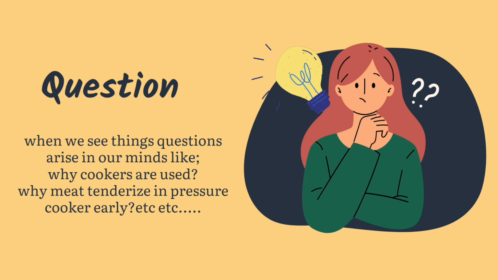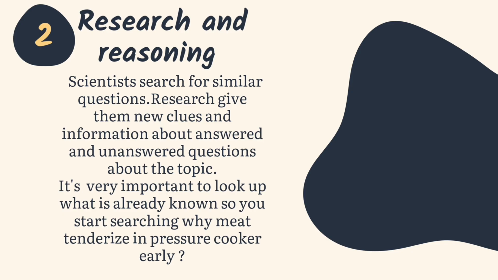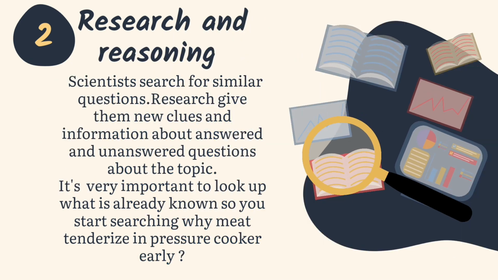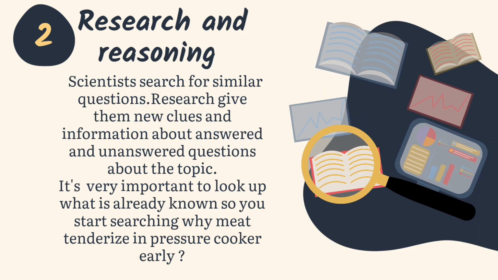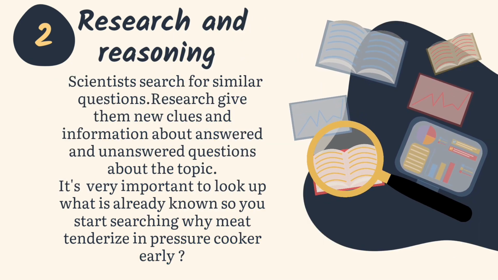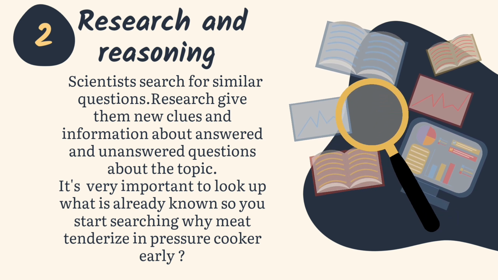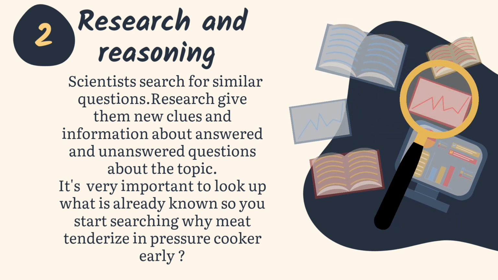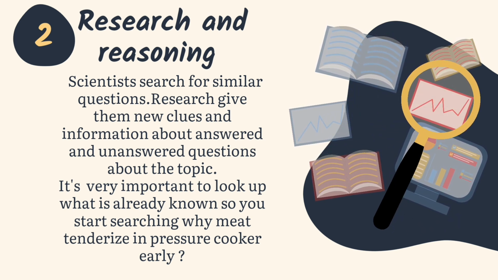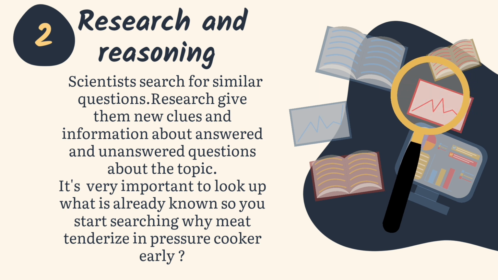For example, when you see a pressure cooker, many questions arise in your mind, such as why meat tenderizes in a pressure cooker so much faster than in an ordinary pot. You search for the reasons. Basically, research and reasoning is the second step of the scientific method. Research gives new clues and direction to find answers to the questions.